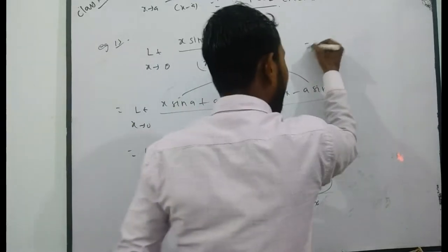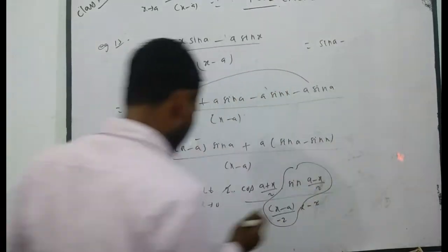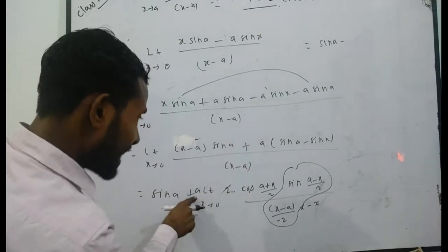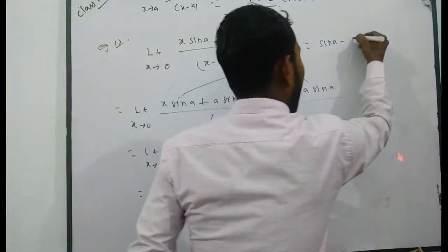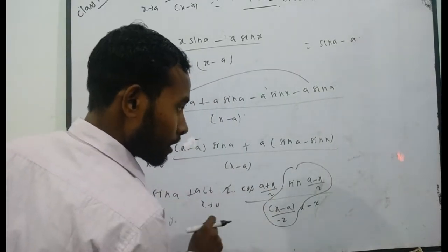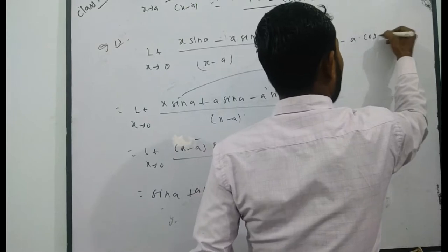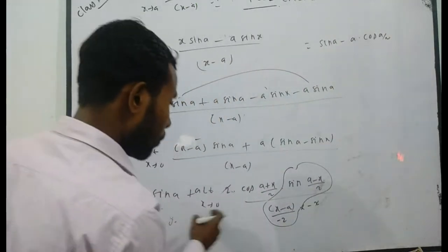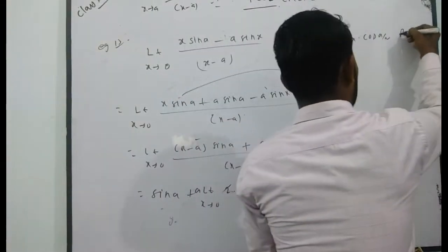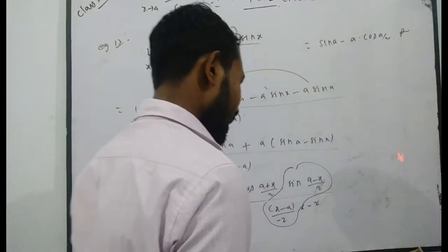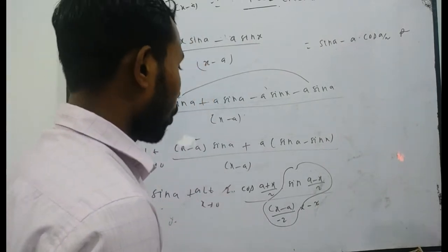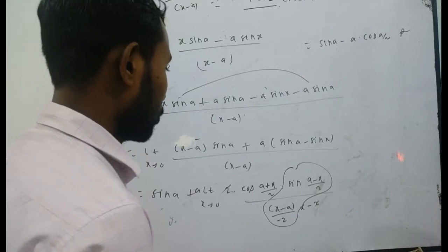So it will be sin a minus a, because this minus comes here, minus a into, if you put x equal to 0 here, what do you get? Cos a by 2. Then the remaining term will be 1, because sin theta by theta is equal to 1. So its answer will be sin a minus a cos a by 2. This is your answer.